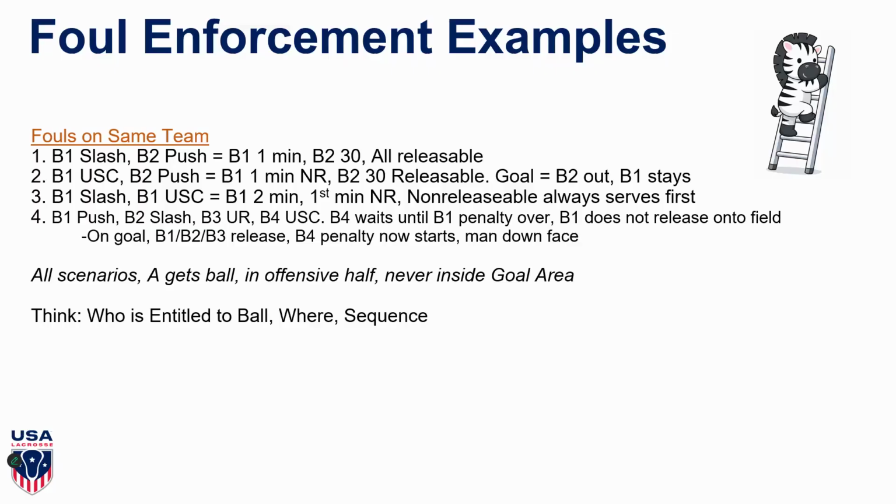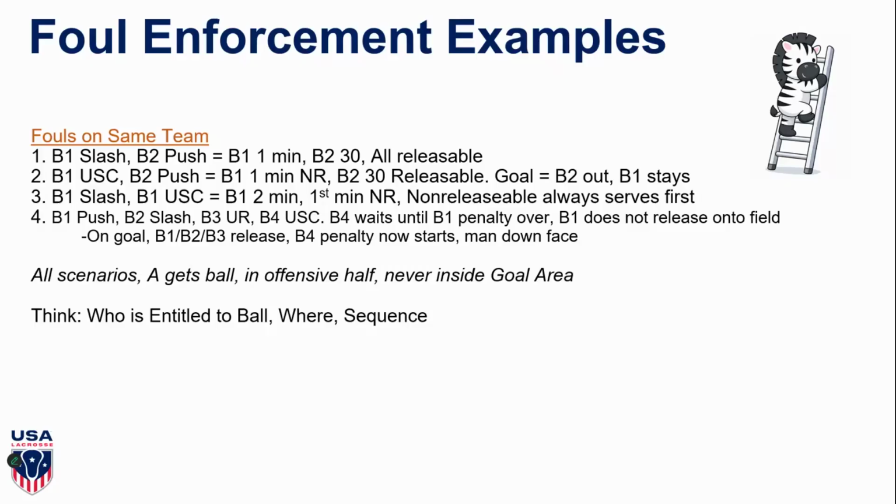Our third example, B1 has a slash. B1 also gets an unsportsmanlike conduct in that order. So B1 gets to serve 2 minutes, and the non-releasable penalty always serves first. So if a team scores in the first 10 seconds, too bad, you stay in the box. If team A scores a goal at 1 minute and 10 seconds, that player is now released. That first non-releasable minute has expired. Now we're into releasable penalty time. A goal is scored. That player gets to come back out early.